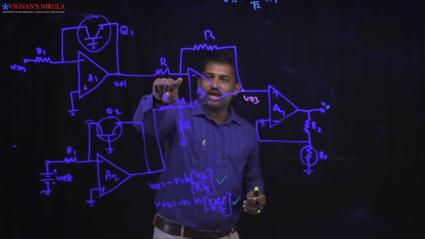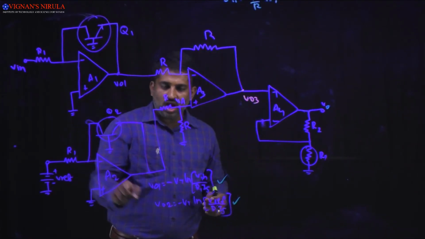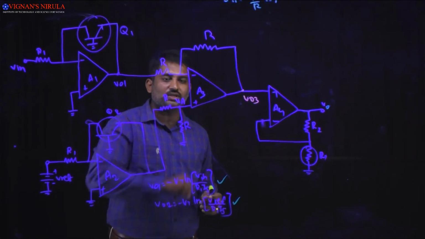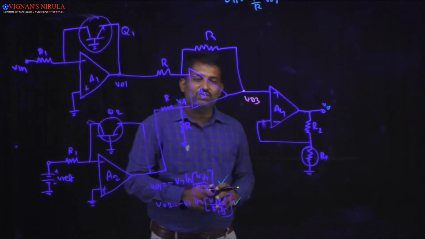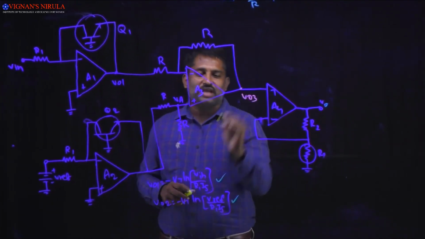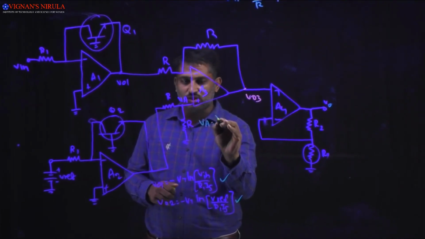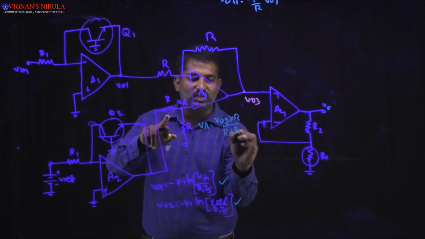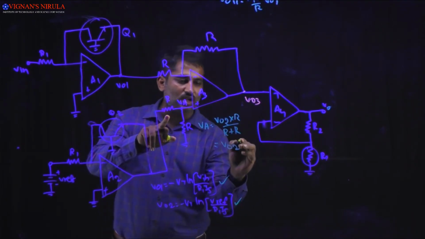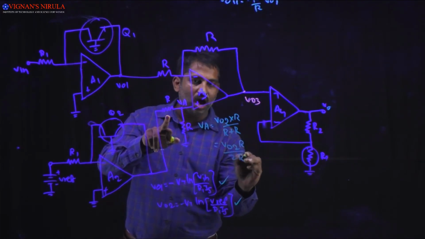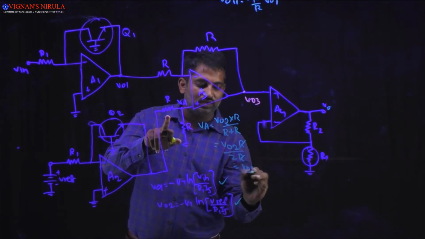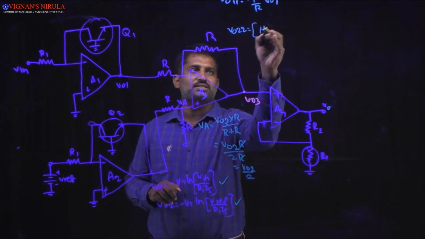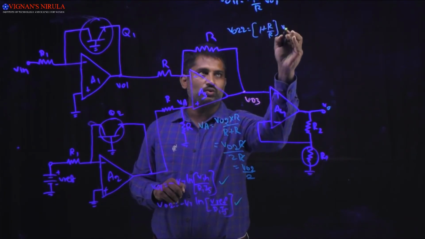Next, V01 is connected to ground and V02 is active. V02 is not directly applied as the input of the non-inverting op amp, because here we have a voltage VA. So first we have to calculate VA. VA is equal to V02 into R divided by R plus R, using the voltage divider rule. So V02 into R divided by 2R; R and R cancel, and we get V02 divided by 2. So V022 will be equal to 1 plus R by R into V02 divided by 2.